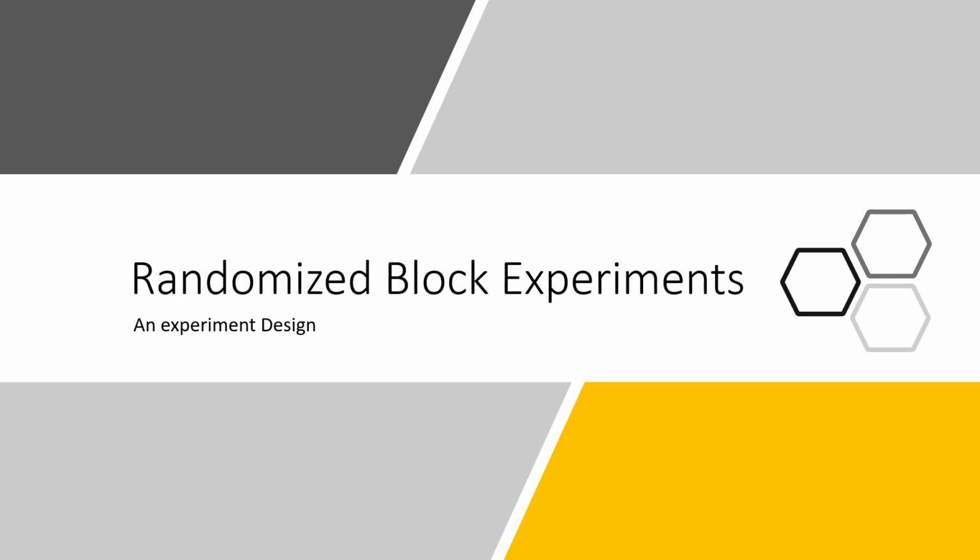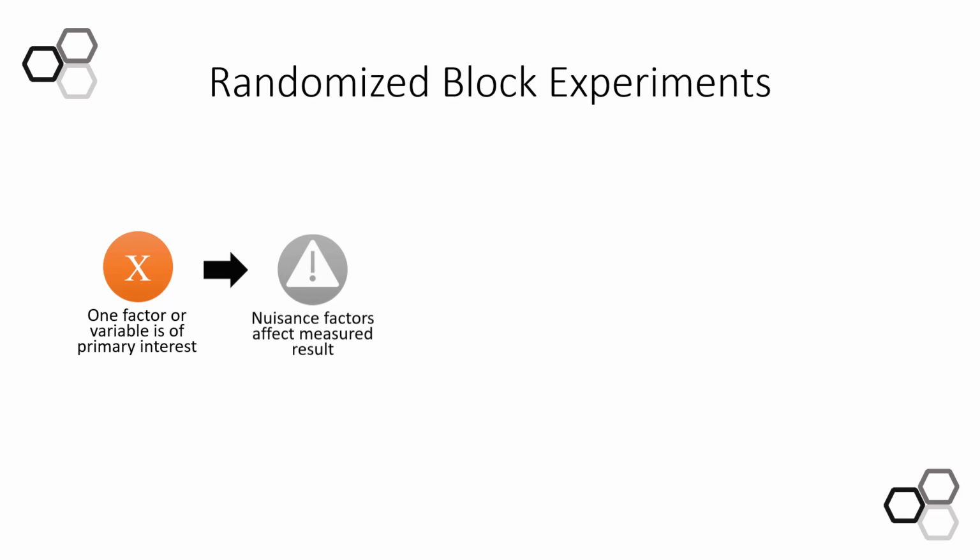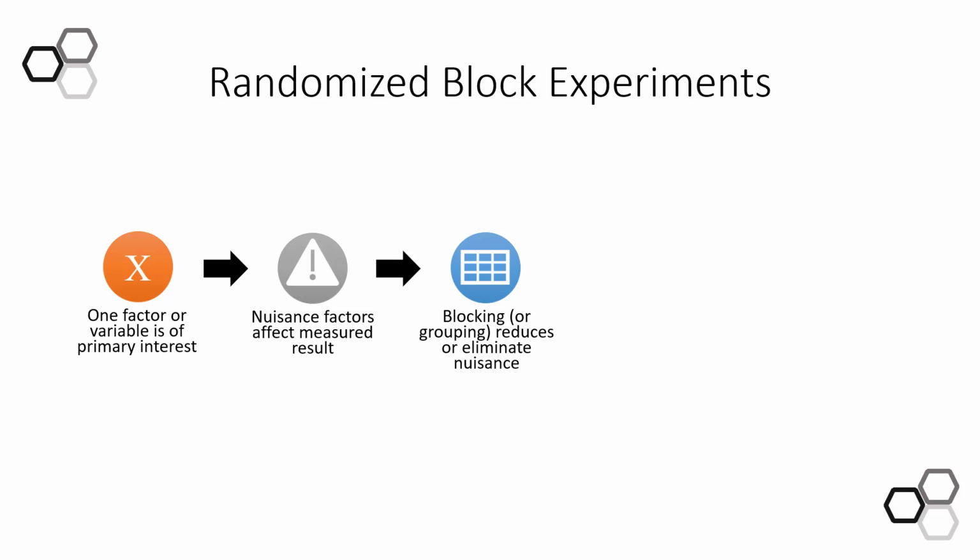A randomized block experiment is a method to minimize the effect of external factors that could affect the result of our experiments. In an experiment, there is one factor or variable that is of primary interest. There are external factors or nuisance factors that can affect our results. So blocking allows us to reduce or eliminate the nuisances.